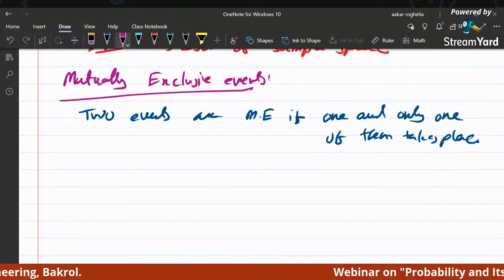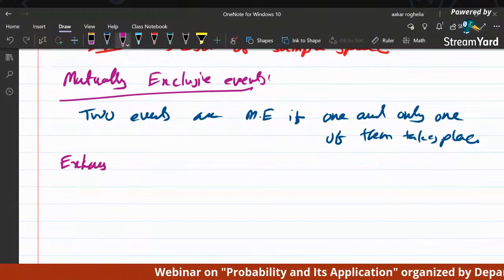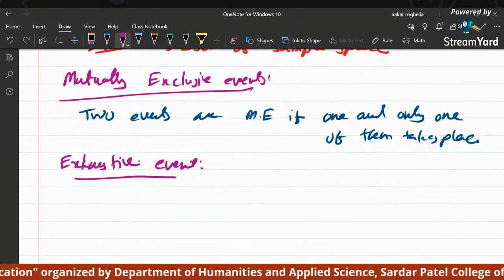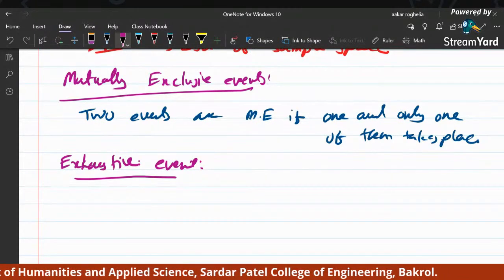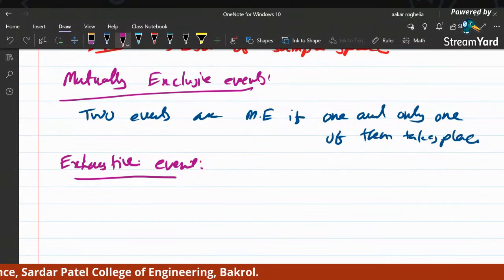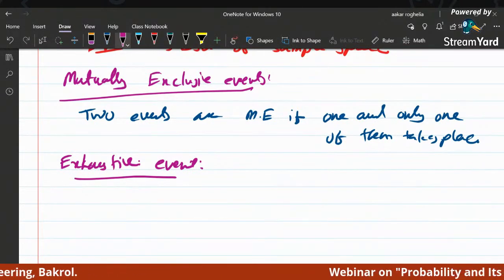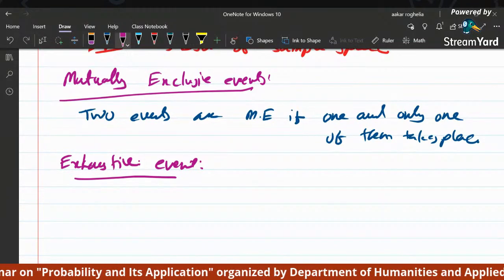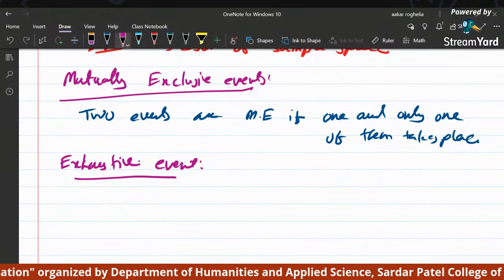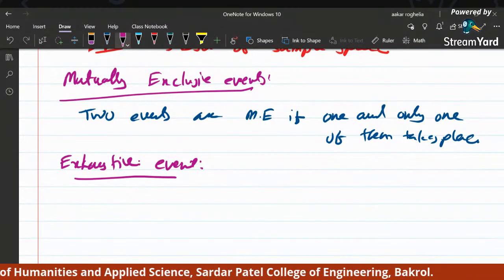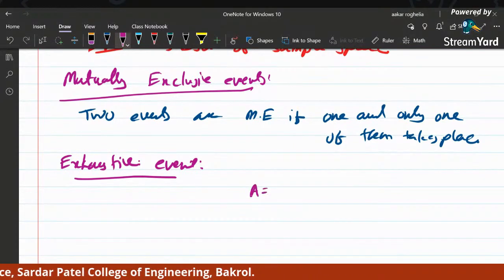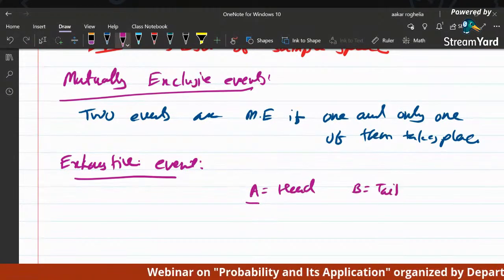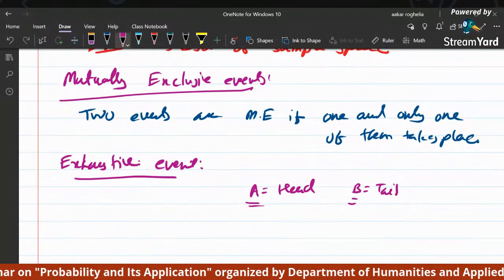Next is exhaustive event. Exhaustive is a very famous word. Exhaustive means, we often say that okay, today I was exhausted, I have worked so many hours. So when you talk about all possible outcomes and you collect those outcomes, and if when you combine those events it gives you the whole sample space, then this is called an exhaustive event. Like in case of tossing a coin, there is one event of getting a head, another event of getting a tail. And A and B are called exhaustive because when you combine them, both the outcomes of the sample space are taken care of.